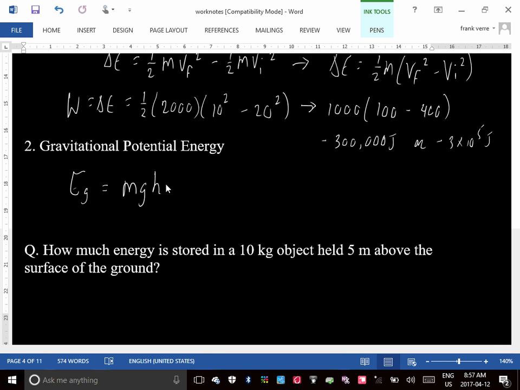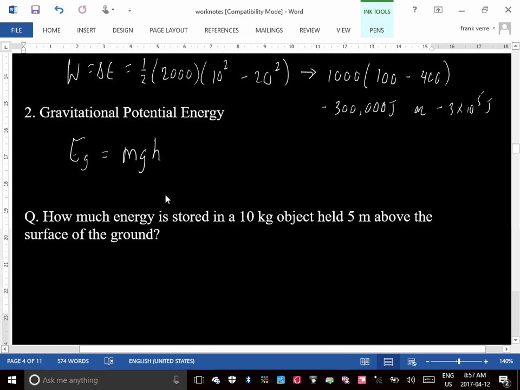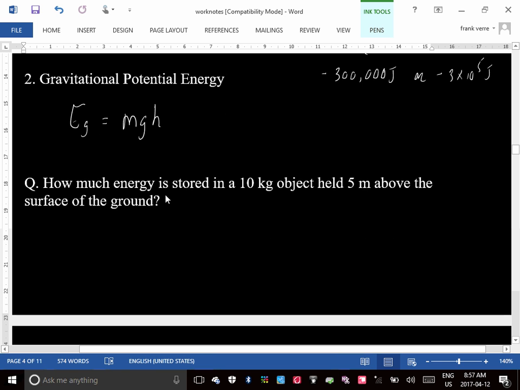Which means it's a function of the mass times g. Now, little g is 9.8, times the height of the object relative to the ground. This is relative to the ground, okay? All right. So, how much energy would be stored in a 10 kilogram object that is 5 meters above the surface of the ground?